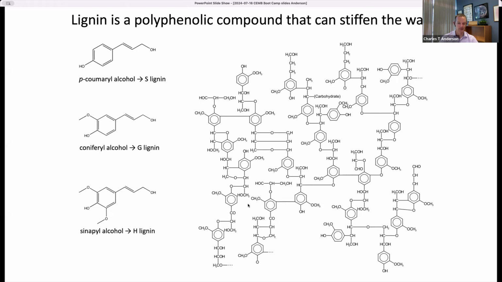So this is laid down in secondary cell walls, and it's part of the reason that wood, like the bookcase behind me, right, is brown. Lignin itself is brown, and also part of the strength of woody material.